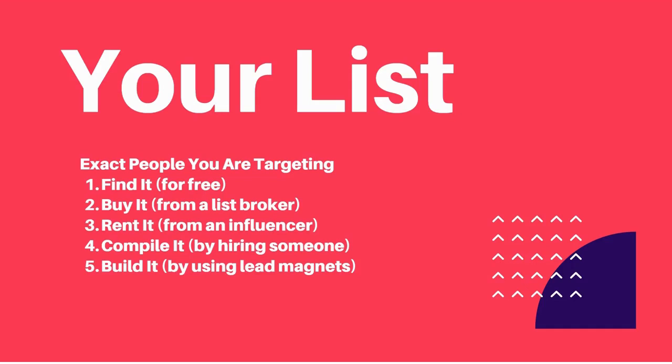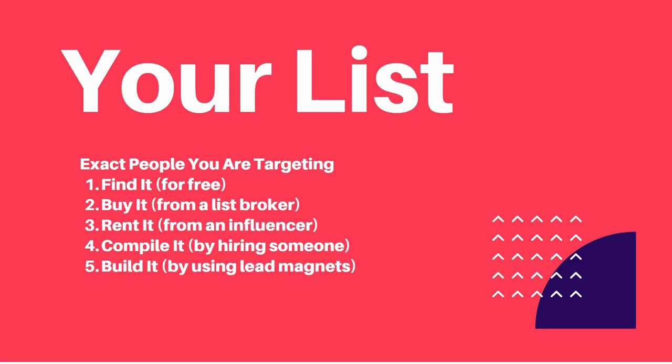To wrap up, here are a few key things to remember. You want to obtain a list of the exact people you are targeting, instead of creating fictitious personas. To obtain this list, there are 5 primary approaches. 1. You can find a list for free by searching on Google or wherever. There are a lot of lists already freely available on the internet from associations and groups.